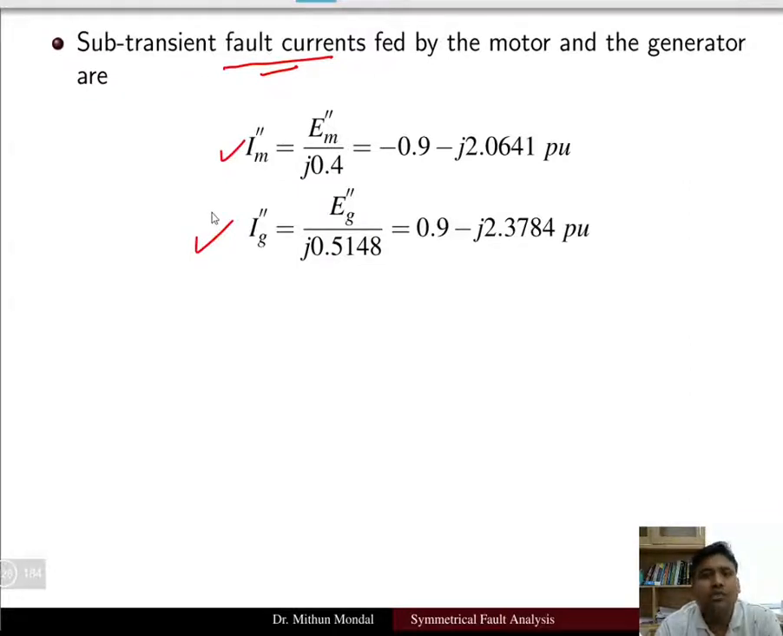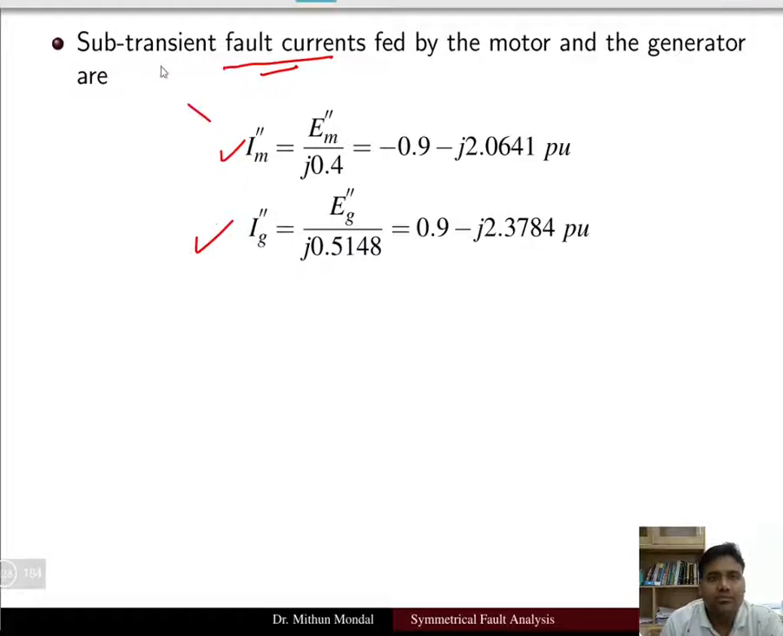We have seen in the previous lecture that whenever there is a transient in any generator or any alternator, then there are cases for subtransient, transient, and the steady state.